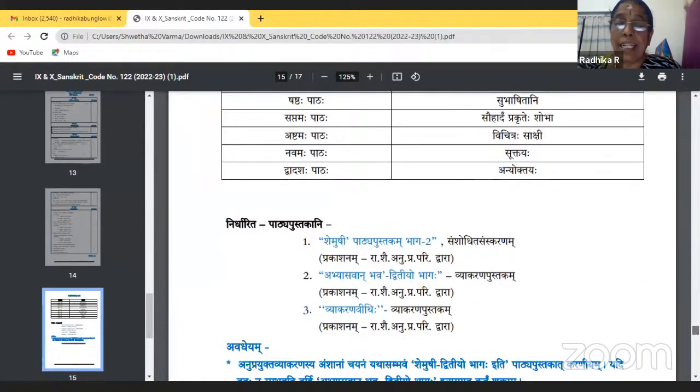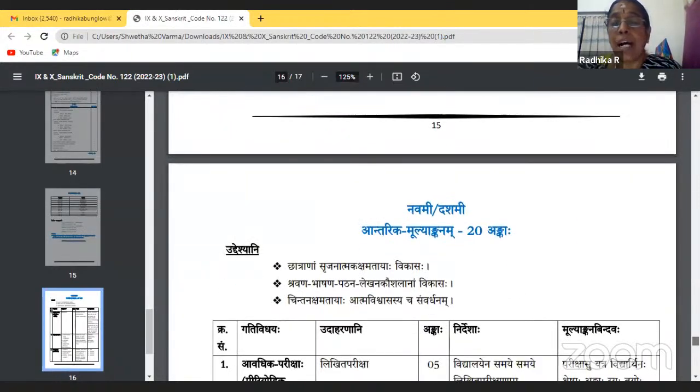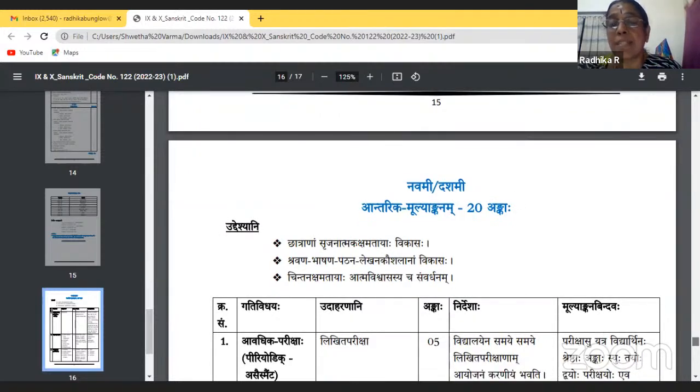These are the lessons, and we have to go to the Antarika Mulyangana, 20 marks, internal assessment. That tests the students' creativity, literary aspect, confidence, intelligence, and so many talents we are testing. Antarika Mulyanganam, 20 marks: Chhatranam Srijanatma Kakshamadaya Vikasaha, Shravana Bhashana Patana Lekhana Kaushalyana Vikasaha, Chintana Kshamada, Atma Vishwas. We are measuring that.